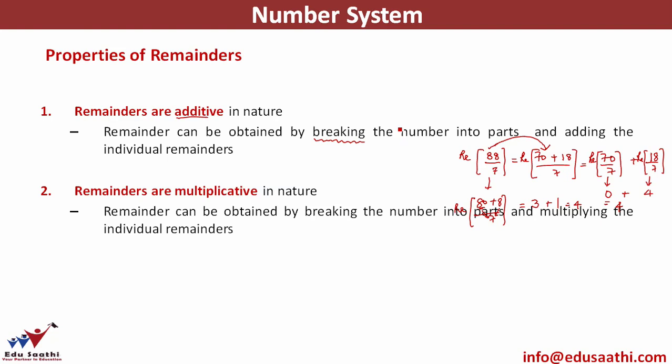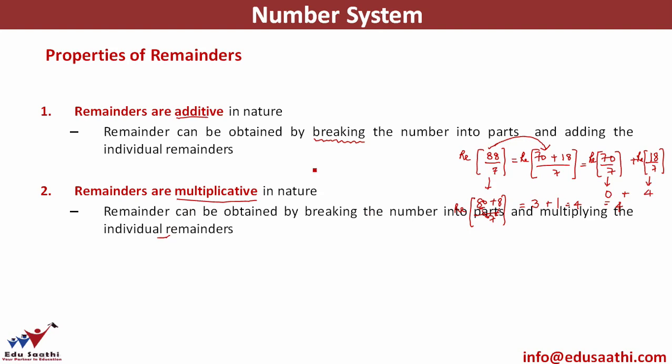Let's look at the next property. The next property is, remainders are multiplicative in nature. Similar to what we did in additive, they are multiplicative in nature as well. That means the final remainder could be obtained by breaking the number into parts and multiplying the individual remainders.